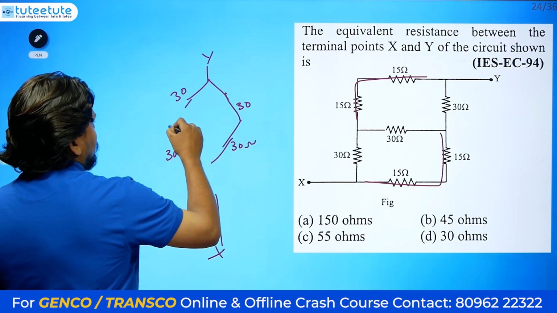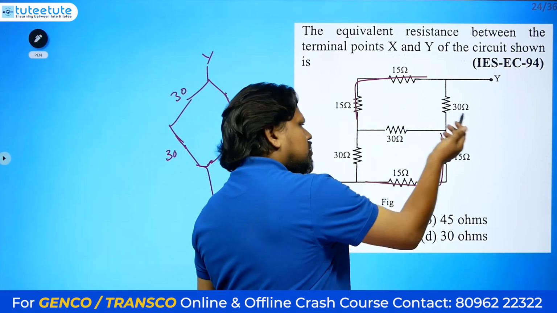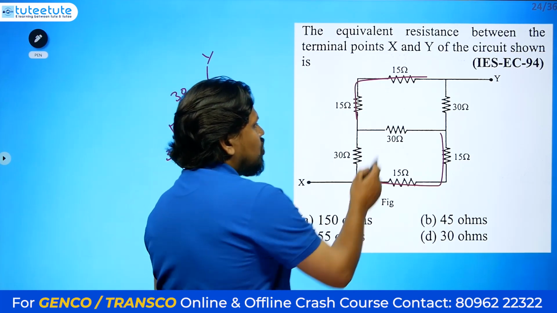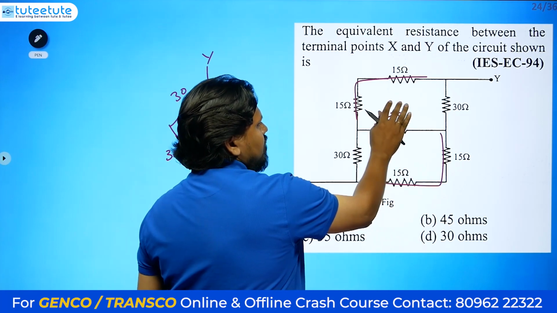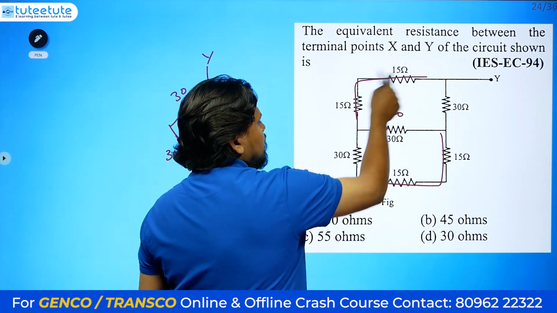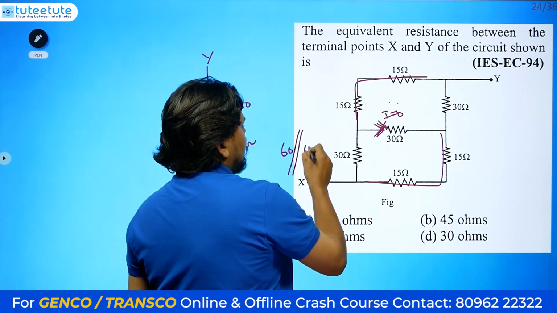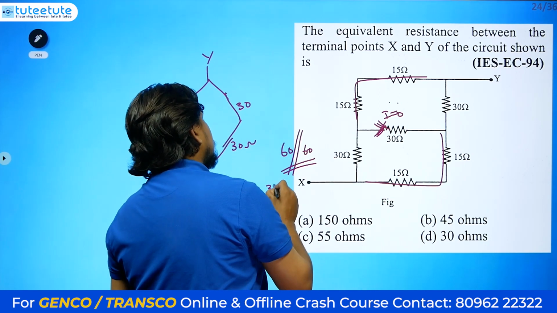Okay, so forget about all this. You need not draw. Directly, 30 into 30 equals 30 into 30, so the bridge is getting balanced. These two are connected in series, and no current will flow in the middle. So I equals 0 means it will act like an open circuit. 30 in series with 30 is 60, in parallel with the other side, also 30 in series with 30 is 60, you will be getting 30 ohms.